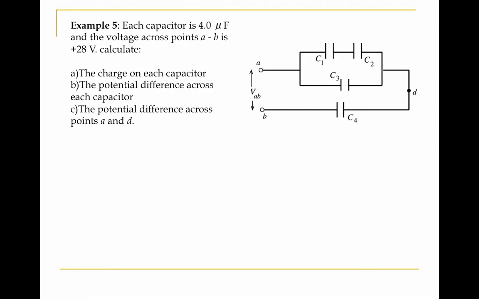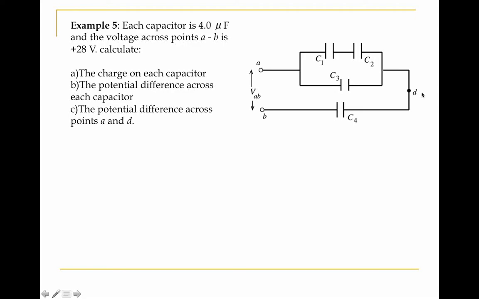Anyway, the first question, which we did in class in detail, but I'm going to go over it very quickly. This is a case where we have a circuit, a voltage source, and a combination of capacitors, 4 capacitors: 1, 2, 3, 4. And what it wants first of all is the charge on each capacitor, the potential difference across each capacitor, and the potential difference across the points A and D.